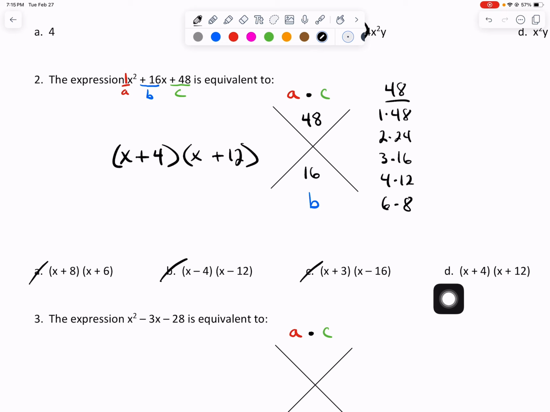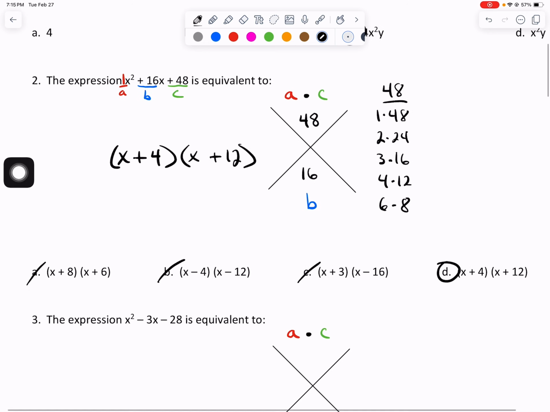And if we look at answer choice 4 or answer choice D, yes, x plus 4, x plus 12, it's exactly how we wrote it. You might see it flip-flopped, no big deal, but go ahead and recognize and circle your answer.